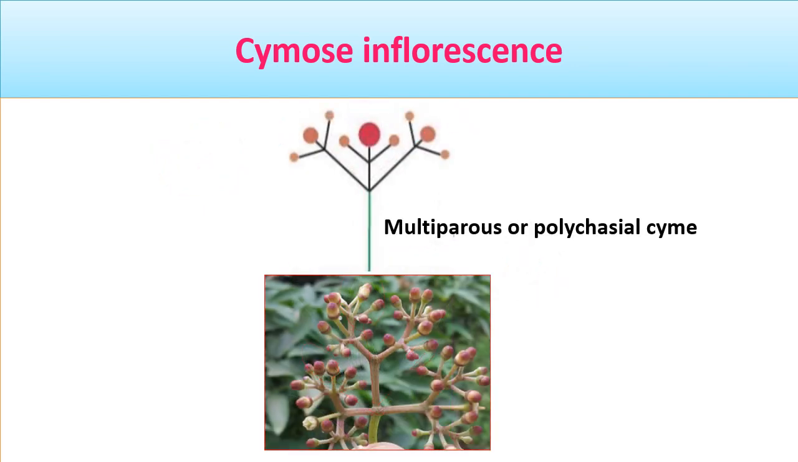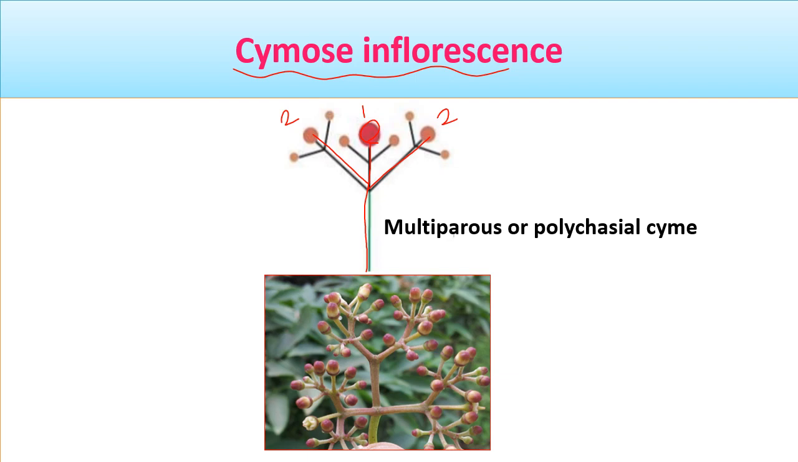And the last type of cymose inflorescence is where the main axis is terminating with a flower. So this is the oldest flower, I'll name that as 1. Laterally it has two more, this is number 2 and number 2, like that of a dichasial cyme that we saw in the previous slide.